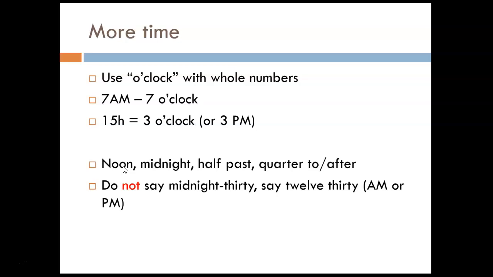When we have noon, that's 12 o'clock at lunchtime. Midnight is 12 o'clock in the night. Half past, quarter to, quarter after. But we do not say midnight 30. We say 12:30 a.m. or 12:30 p.m.